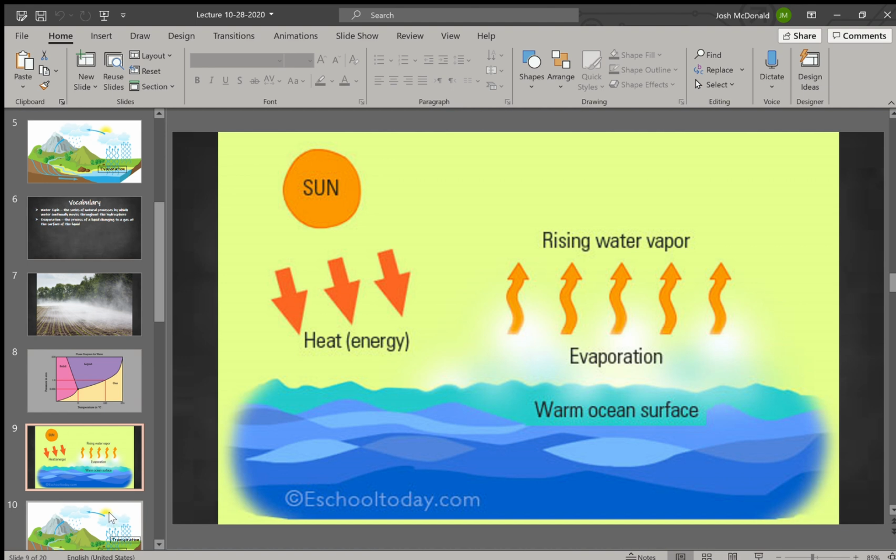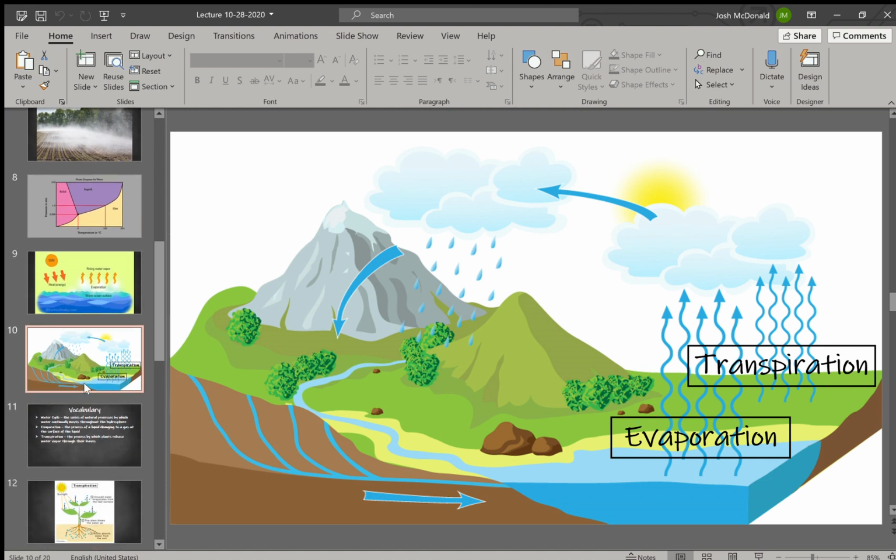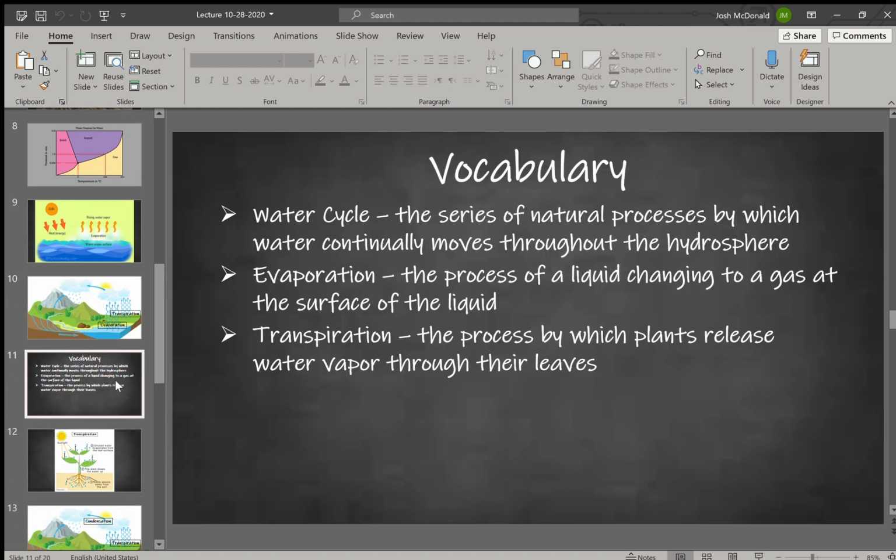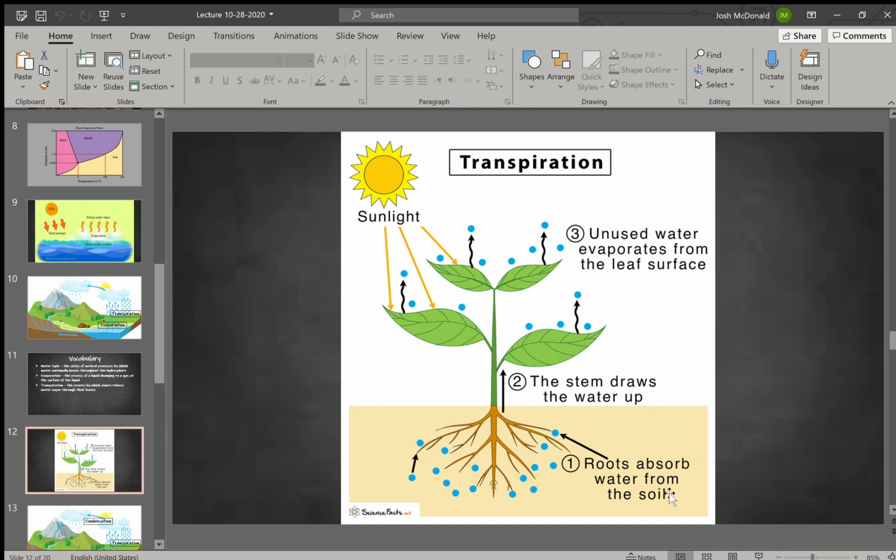Now, to go along with evaporation, we have what's called transpiration. Transpiration is the process by which plants release water vapor through their leaves. So what's actually happening is, we know that plants absorb water from the soil through their roots, and it's drawn up through the stem and into the leaves of the plant. And so it uses this water, but the water that's not used actually evaporates from the surface. It transpires, and so that moisture goes into the air, and sunlight does the evaporating.